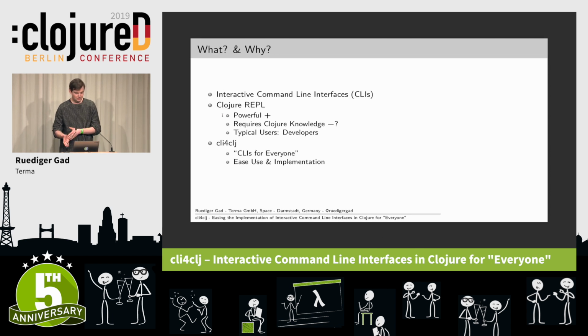As I already mentioned, it's about interactive command line interfaces. I think you've already heard quite a lot today about one particular command line interface, the Clojure REPL, and that it is very powerful, which I consider positive. On the other hand, it requires Clojure knowledge, which could be a little bit negative if you want to hand out your applications to people who are not the typical users of the REPL, like Clojure developers. So Cli-for-clj aims at implementing CLIs for everyone and easing their use and implementation.